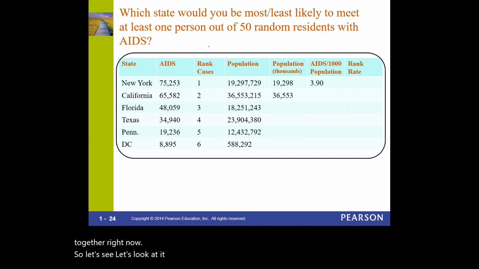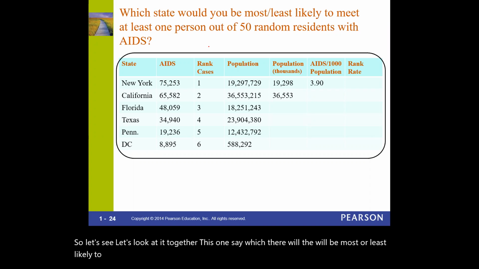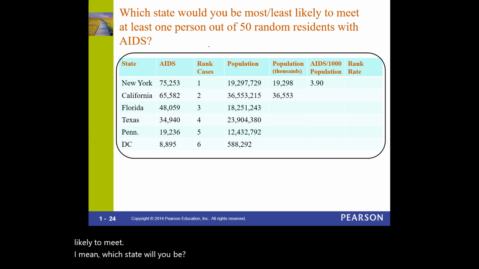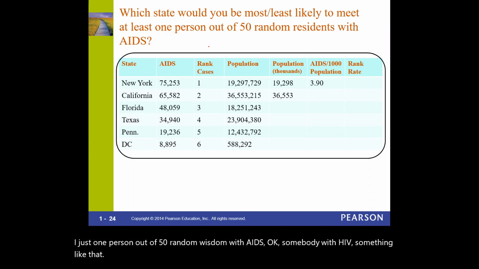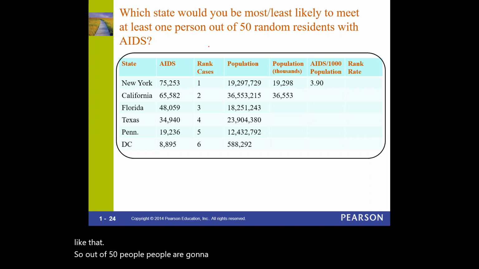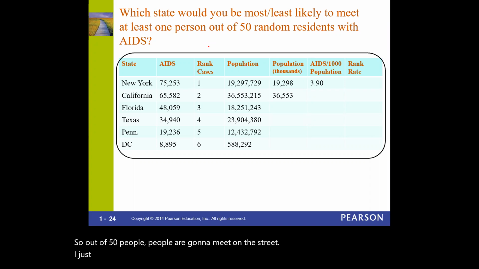This one says, which state will you be most or least likely to meet at least one person out of 50 random people with AIDS? Somebody with HIV, something like that. So out of 50 people you meet on the street, at least one of them will have HIV or AIDS. Okay.